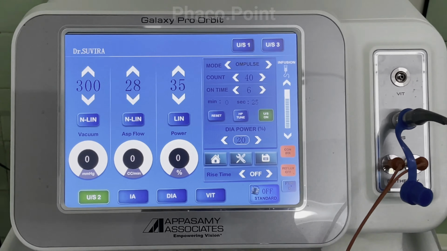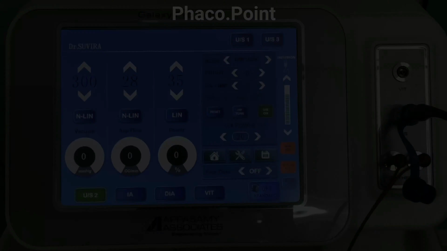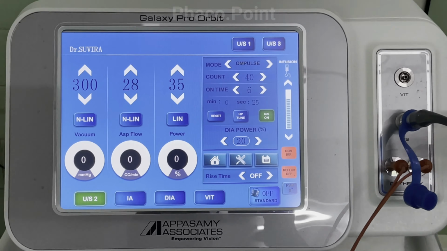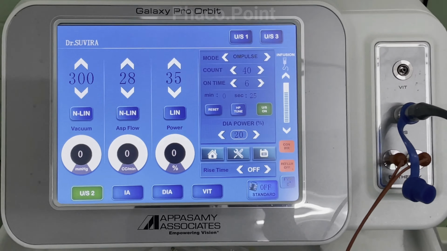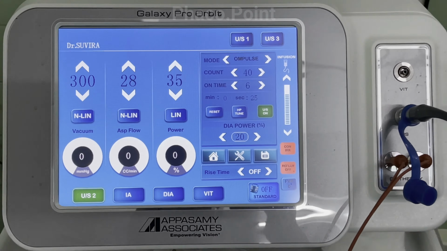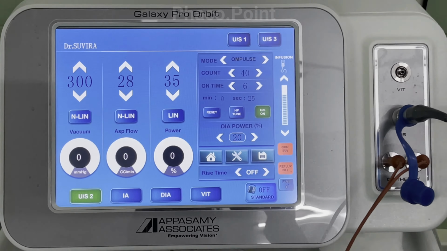Now, what happens when you get occlusion? Then the occlusion micropulse mode comes into play. In the occlusion micropulse mode, in this particular case for these settings, the on time is 6 for a count of 40 pulses per second, which comes to 6 into 40, which is 240, thereby giving you a duty cycle of 24%.